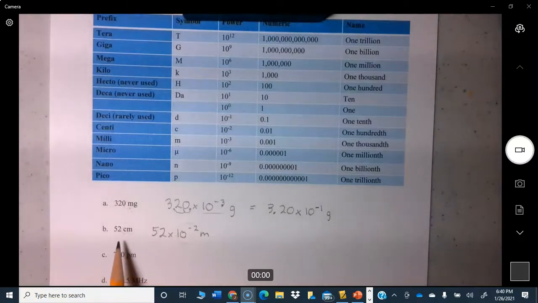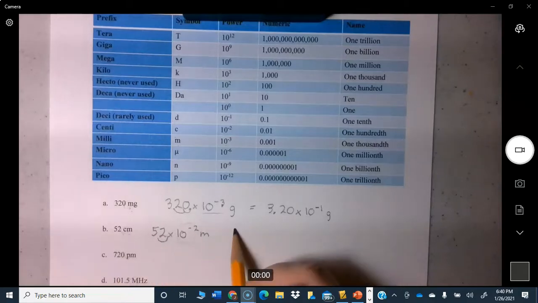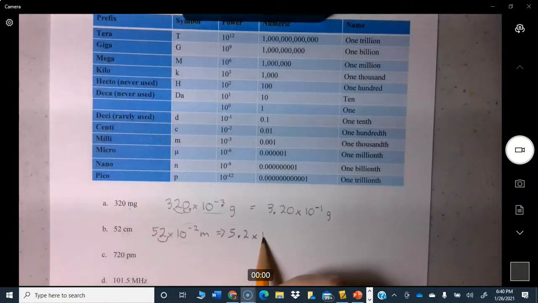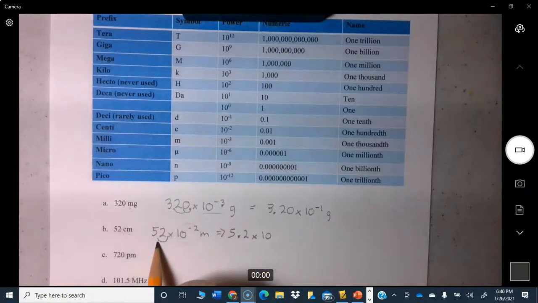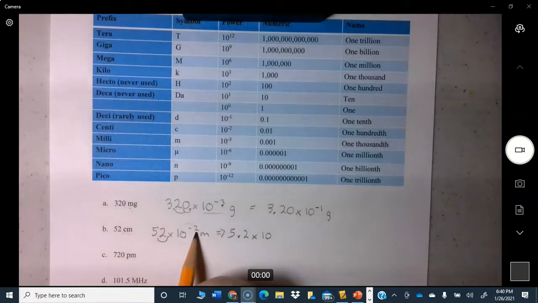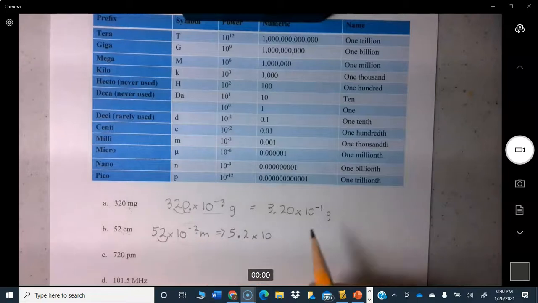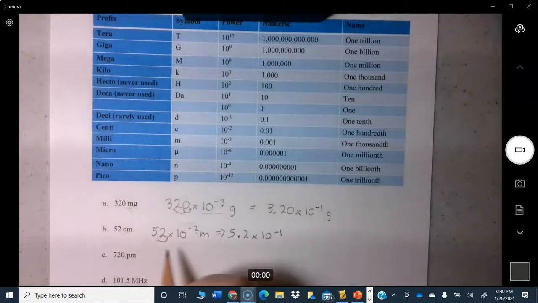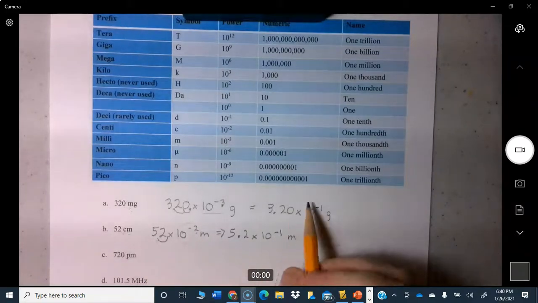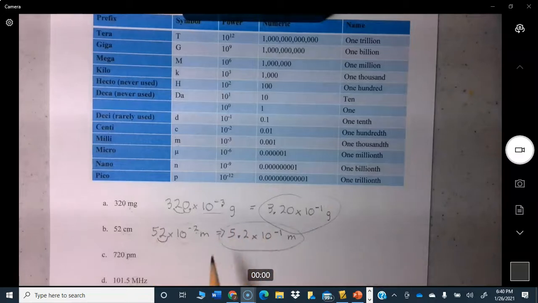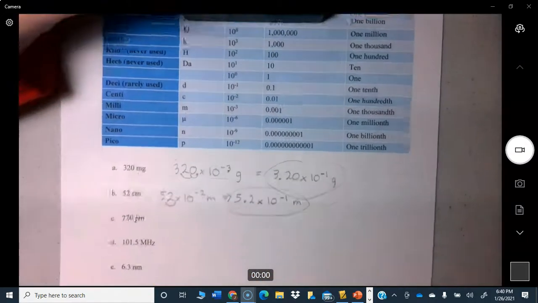It's just meters now. All right, again, to adjust the decimal, I'm going to move it over to here from 52 to 5.2 times 10. I made this number smaller by 1, so I have to make this number bigger by 1. Again, bigger is in the positive direction, so it's going to go from -2 to -1, and that's meters. So that was your final answer there. Okay? All right.